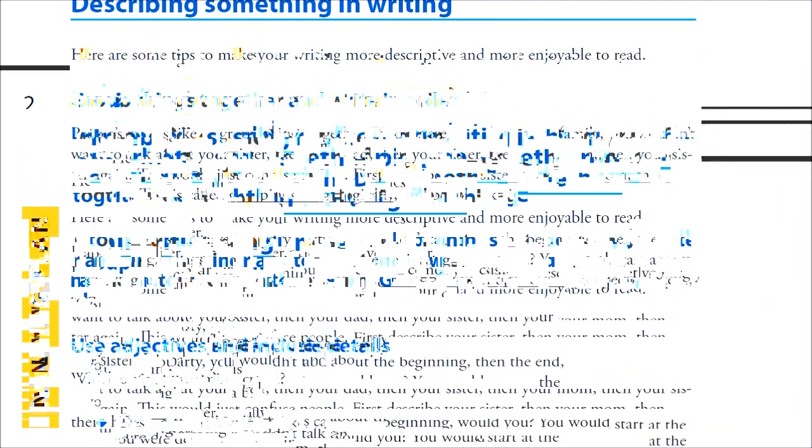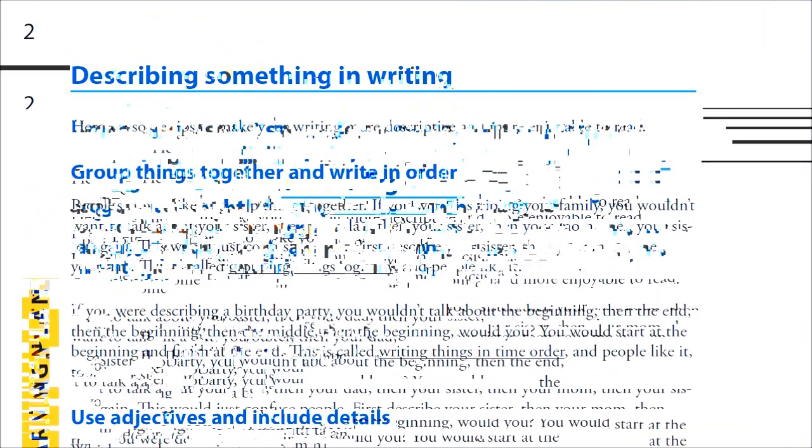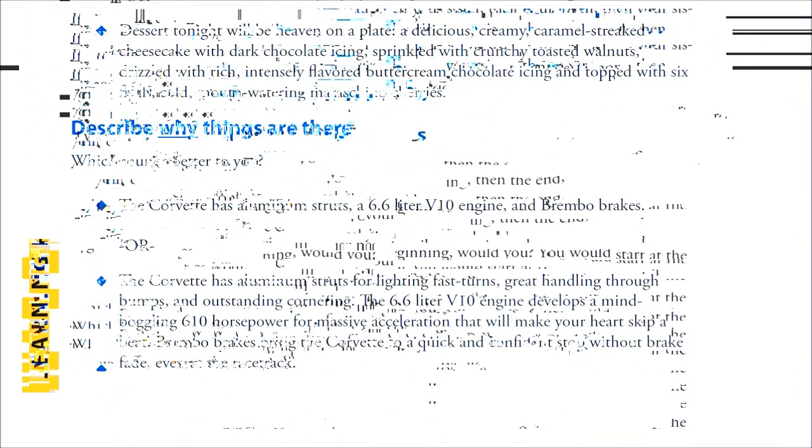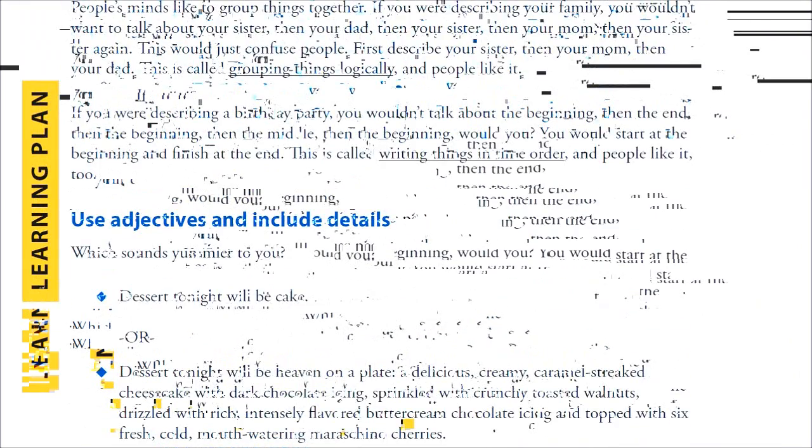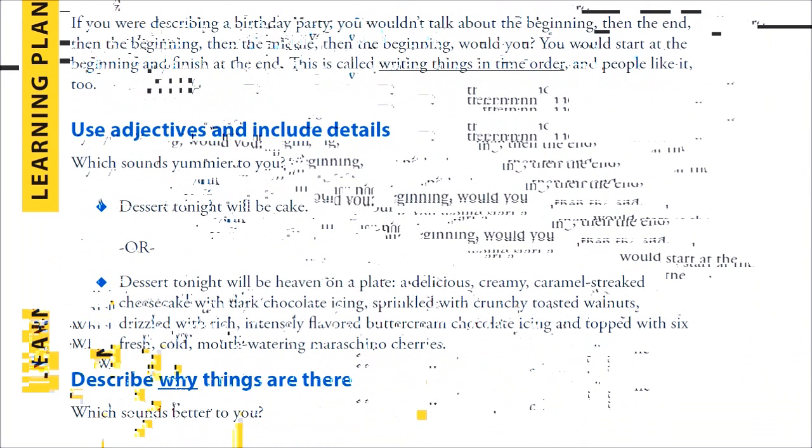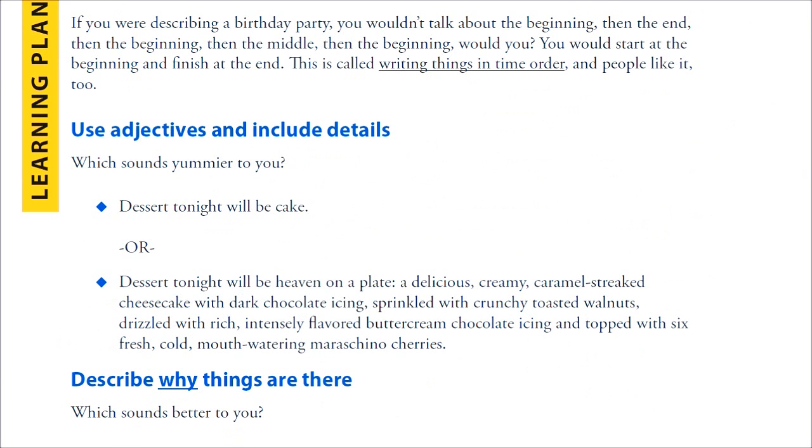It explains a little bit about how to describe something in writing, such as how to use adjectives, how to describe why things are there. These are the two most important things when you're writing something like how a bicycle works. You're going to use things like adjectives. For example, you're not just going to say the wheels, you're going to say the round silver wheels. And it's good practice to help you use adjectives when you describe things.